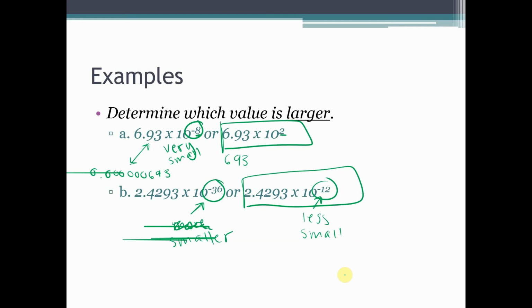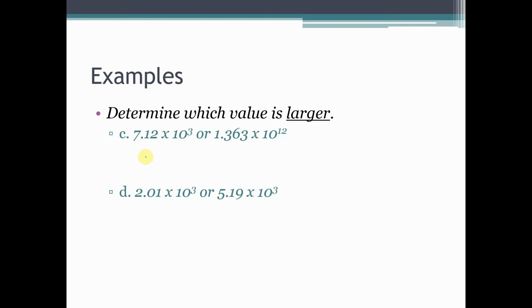All right, let's look at another example. Letter C, we have 7.12 times 10 to the third, or 1.363 times 10 to the 12th. Take a second, see if you can get there on your own, and then watch forward for the answer. Try letter D as well.